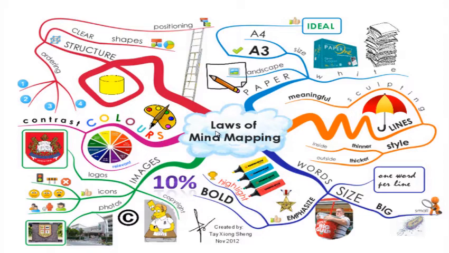Here we have another example of a mind map about mind mapping, or about the laws of mind mapping. This starts with a central idea, as you can see, and it talks about paper. We should use landscape. We should use A3 or A4, A3 being the ideal. We should use white blank paper. Our lines should be stylish, thinner outside and thicker inside. Our words should be in big size. They should be highlighted. They should be bold. There should be one word per line. We should use images, logos, icons, and photos. We should use colors with as much contrast as possible.